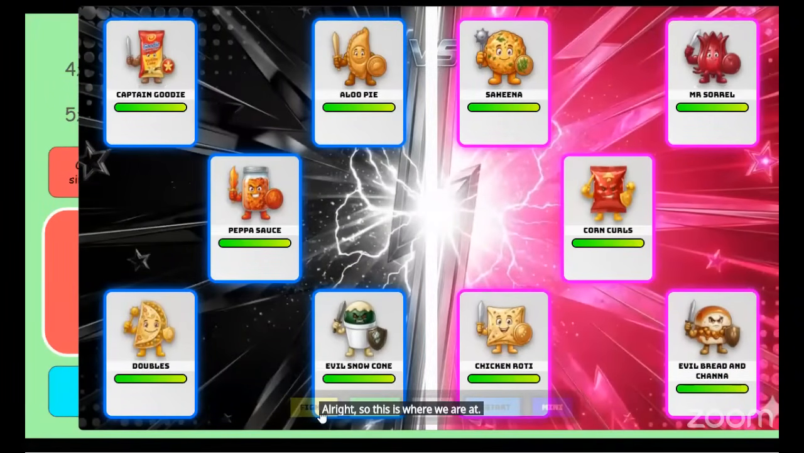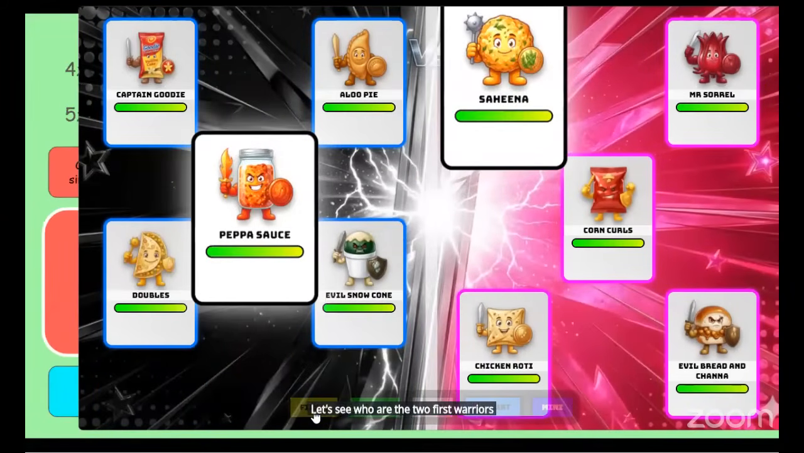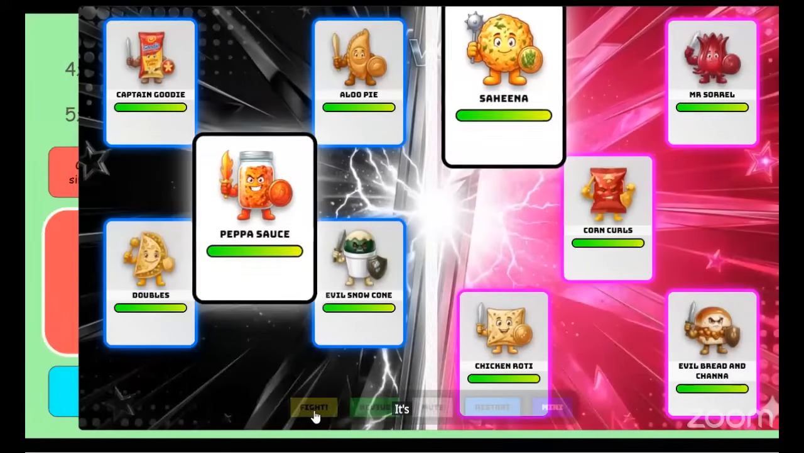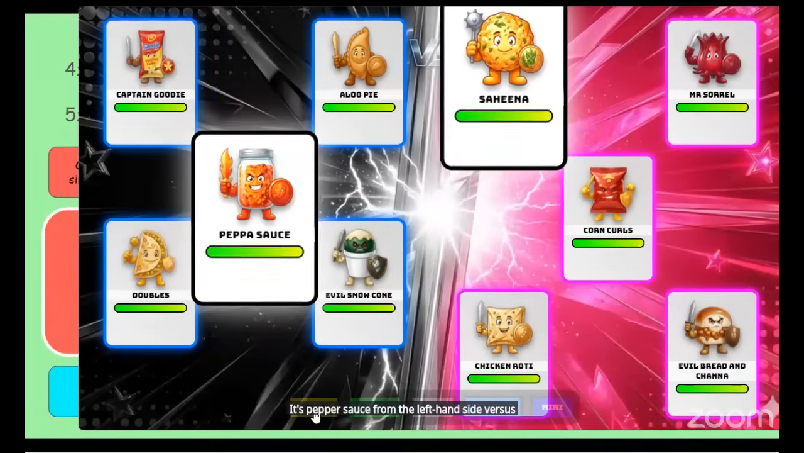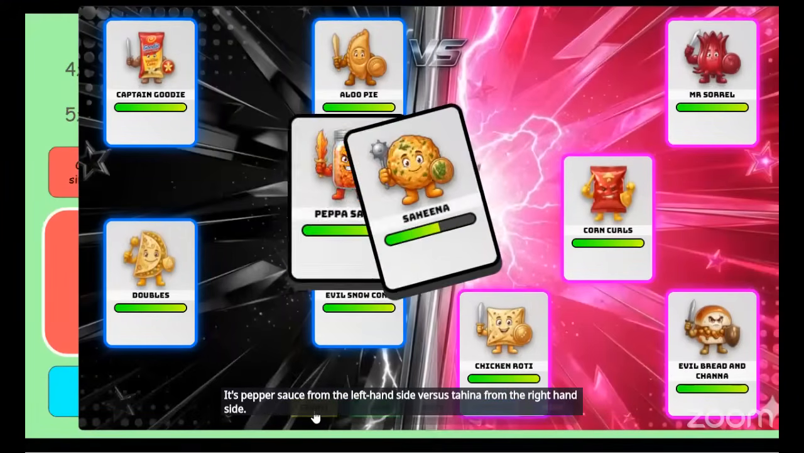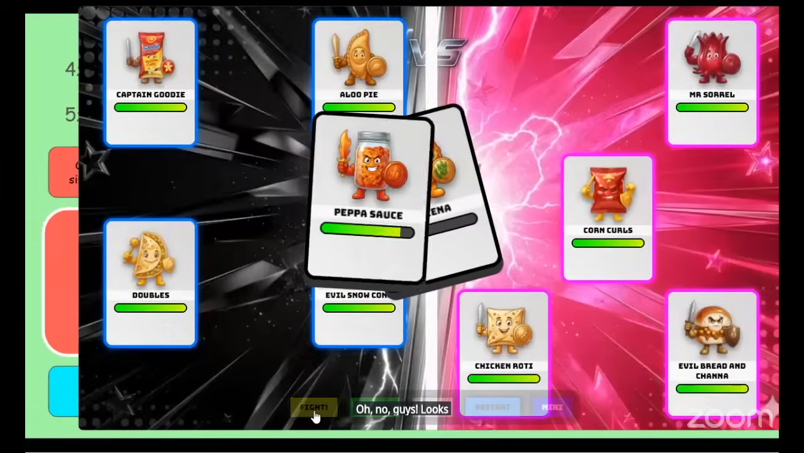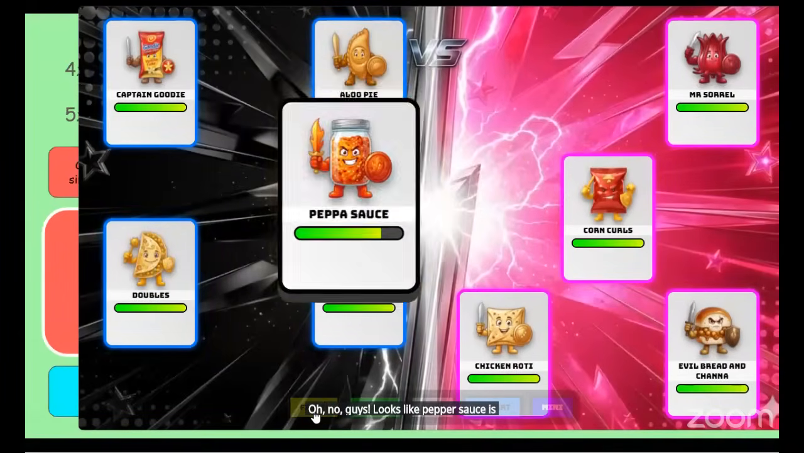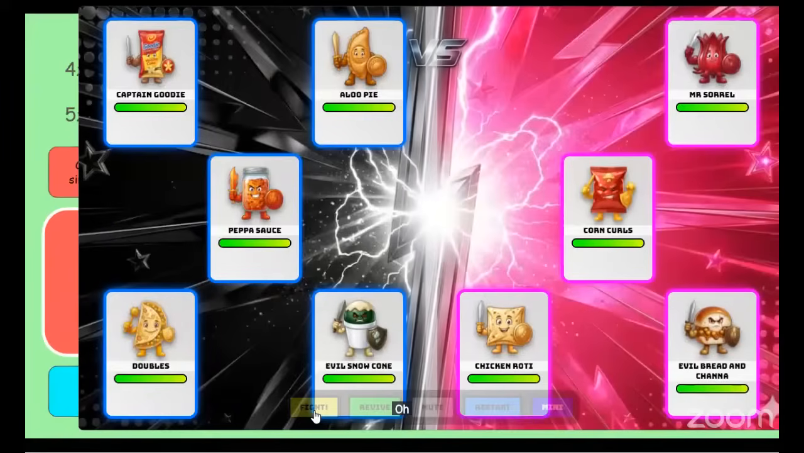Let's begin the fight. Let's see who are the two first warriors to fight. It's Pepper Sauce from the left-hand side versus Tahina from the right-hand side. Oh no, guys! Looks like Pepper Sauce beat Tahina, all right? So, the right-hand side has lost one battle. The left-hand side has lost no battles.